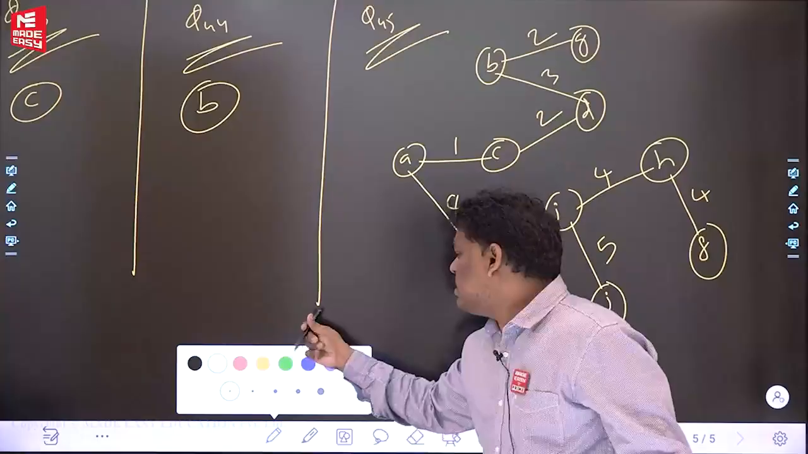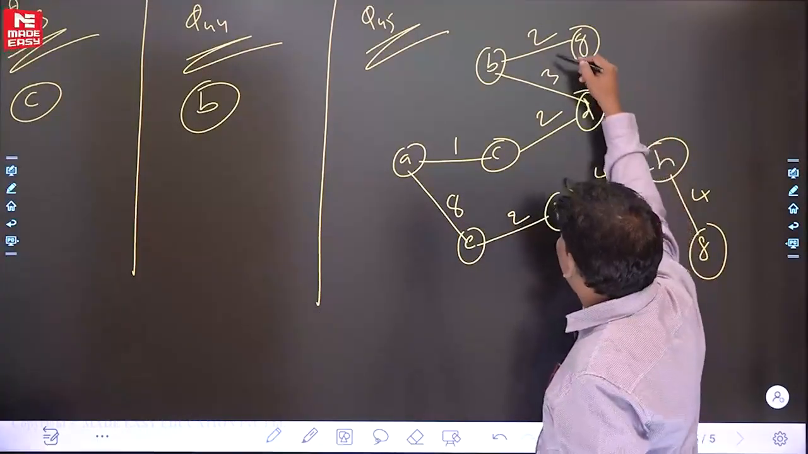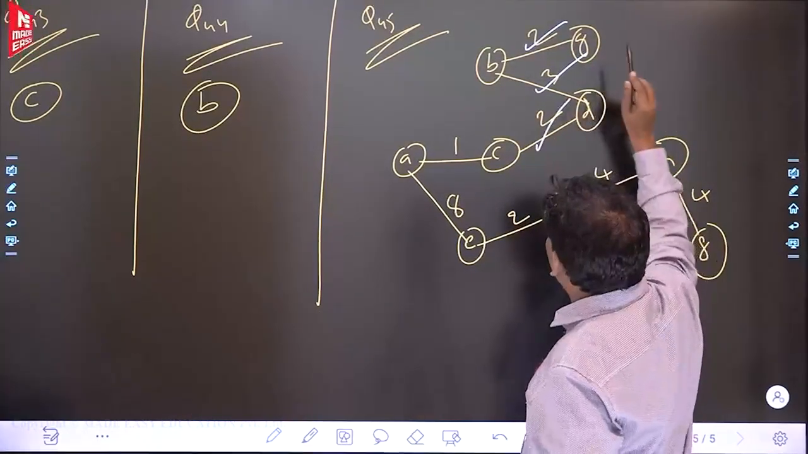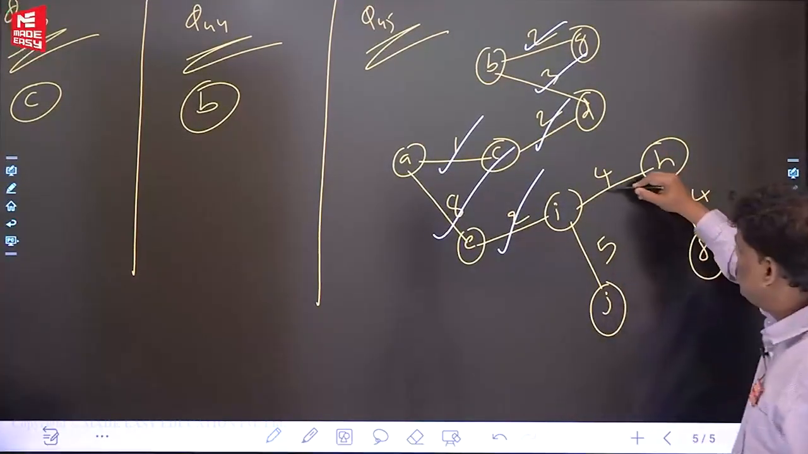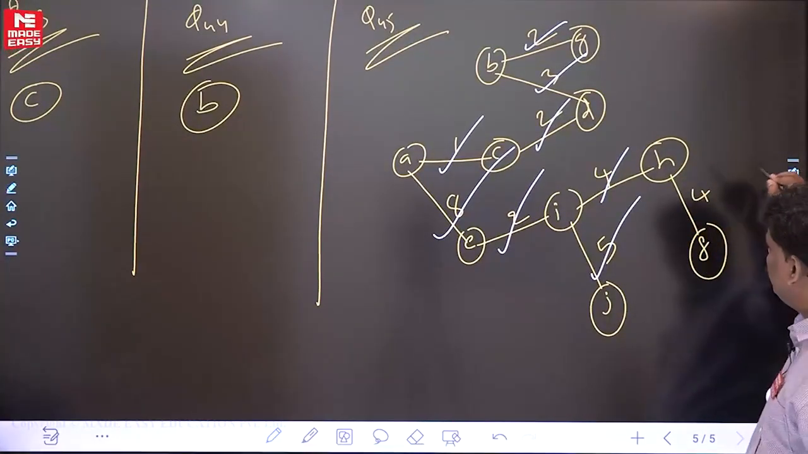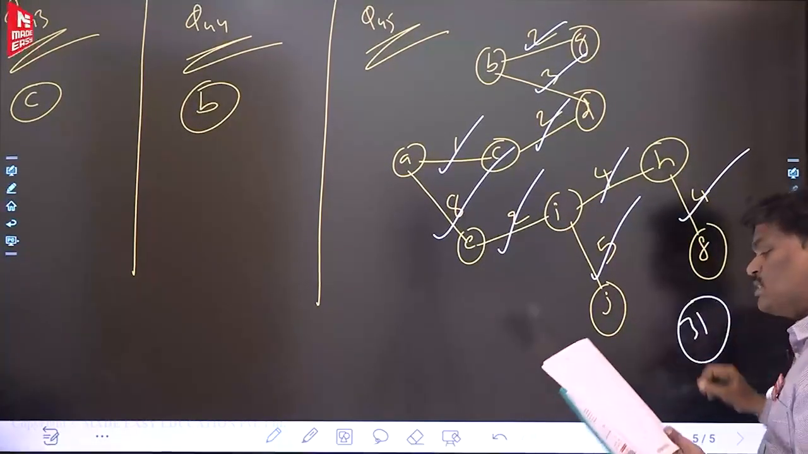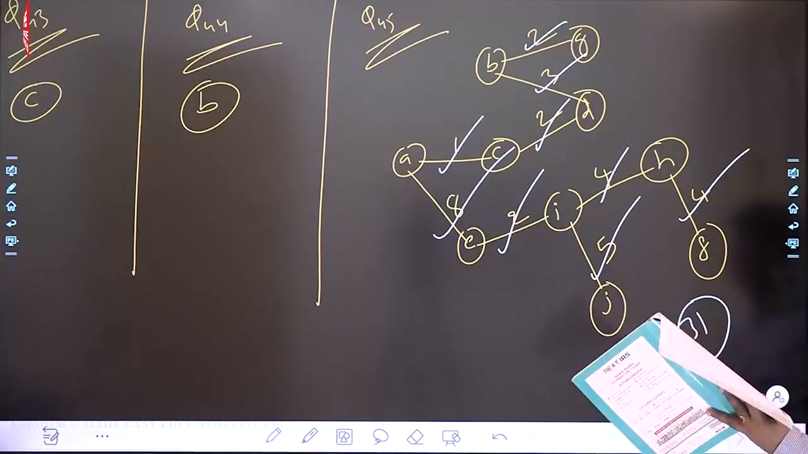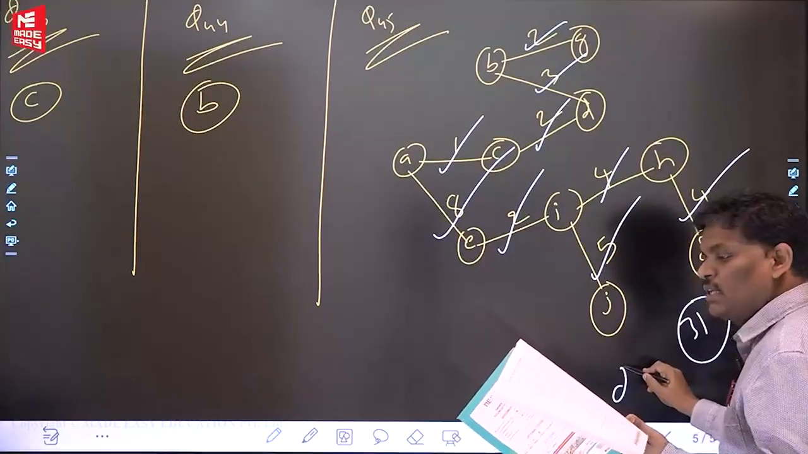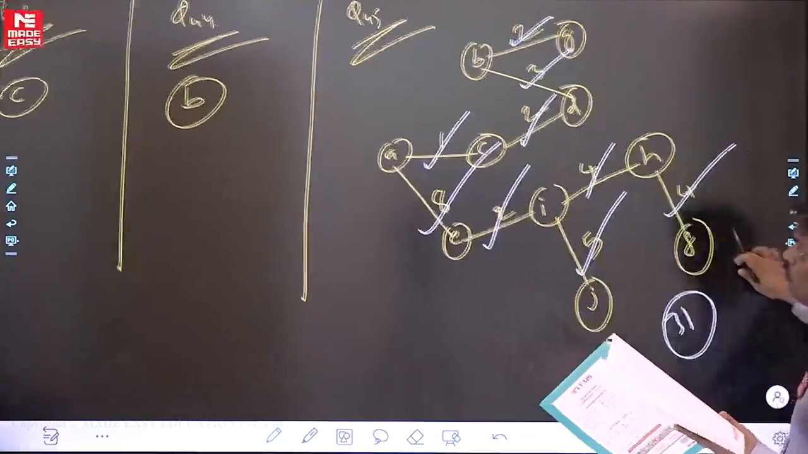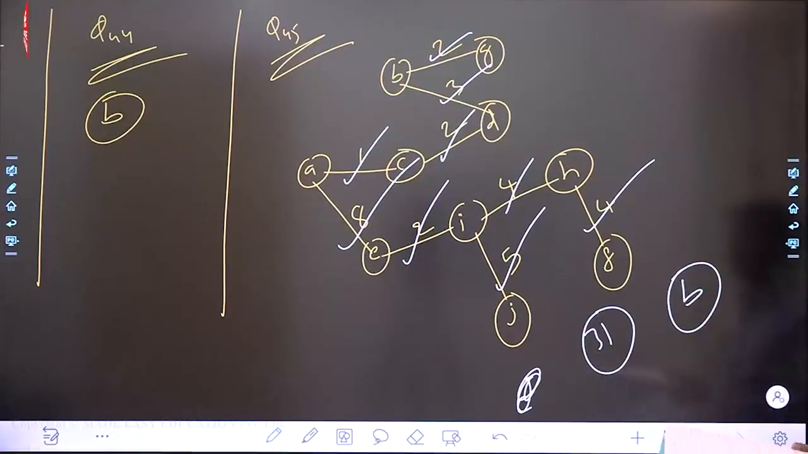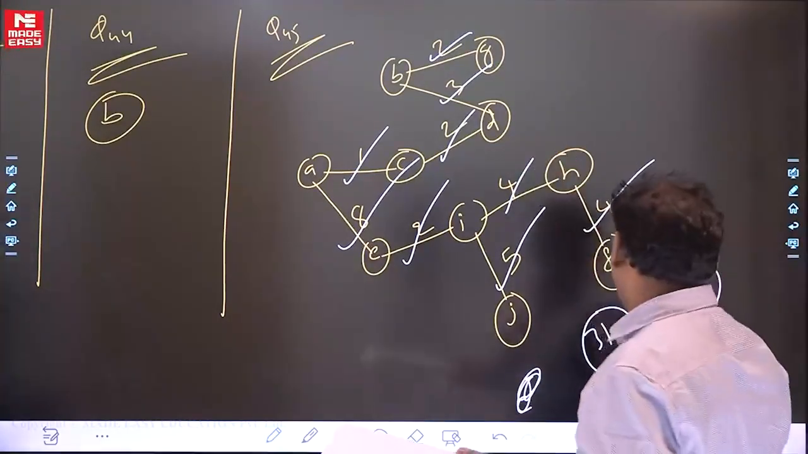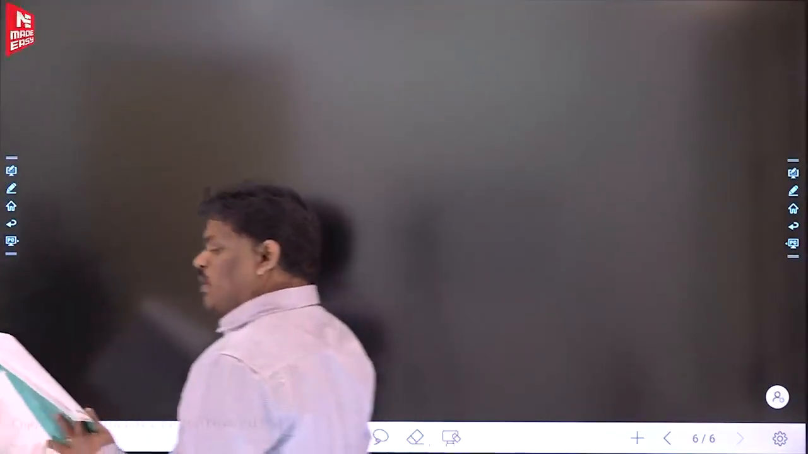We got the MST creation now. Add all of them: 2 plus 3, 5, 5 plus 2, 7, 7 plus 1, 8, 8 plus 8, 16, 16 plus 2, 18, 18 plus 2, 22, 22 plus 5, 27, 27 plus 4, 31. Total sum is 31. So for question number 45, the answer is 31, which is B. This is for everyone, I only did it for namesake. Let's go to the next one now.